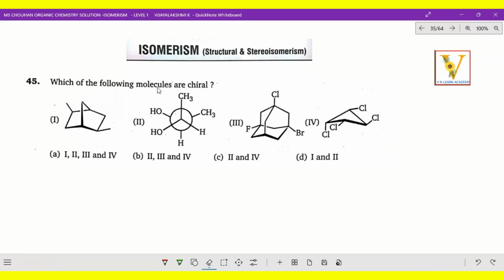Which of the following molecules are chiral? Again the same statement but a different compound. Chiral means it is optically active and a non-superimposable mirror image. POS, COS will be absent, and it is a chiral molecule. We have to identify it.